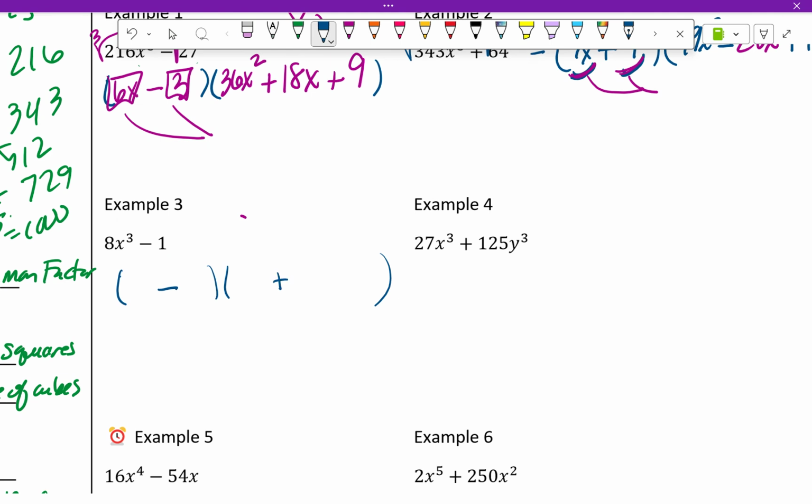Minus, then plus, plus. All right, what do we have to do to the 8x cubed? Cube root, which gives me 2x. Good. And then what do we do to the 1? Cube root, we get 1. Good. All right, and then what do I do to the 2x? Square it, we get 4x squared. Good. What do we do to the 1? Square it, we get 1. And then I multiply for the middle, I get 2x.